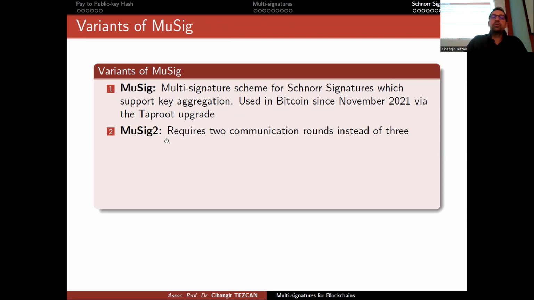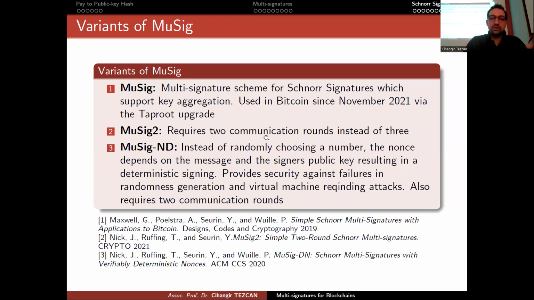I told you that in MuSig, the signers have to communicate in three runs, because actually their initial design had two runs. But after their initial design, some people discovered a flaw in their proofs. So they had to add the third run so that their proofs work in order to have the security. But then they modified their algorithm. Now it actually requires only two communications between the signers. So you might think that this is more efficient.